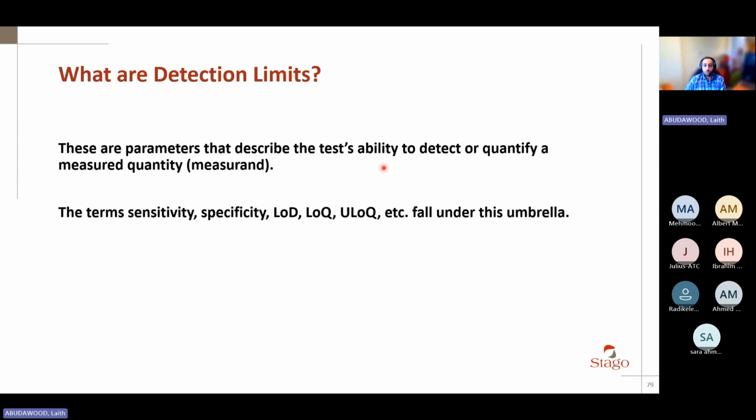When it comes to detection limits, you will often hear terms like sensitivity, analytical sensitivity, diagnostic sensitivity, specificity, limit of detection (LOD), limit of quantification (LOQ), and ULOQ, which is the upper limit of quantification. We will come to all of this. These terms might look new or bizarre or irrelevant, but you will see they're quite simple.